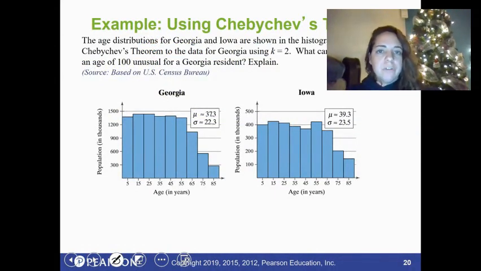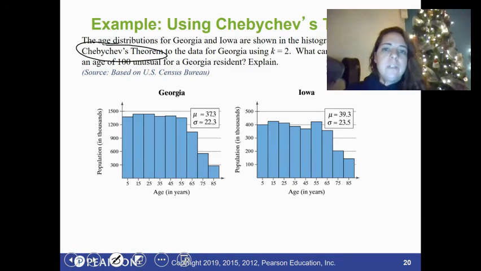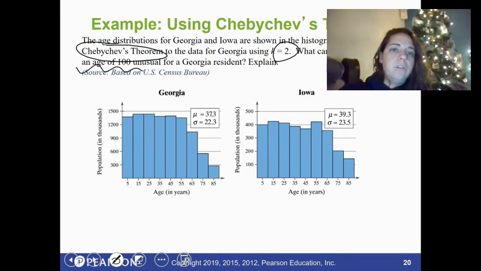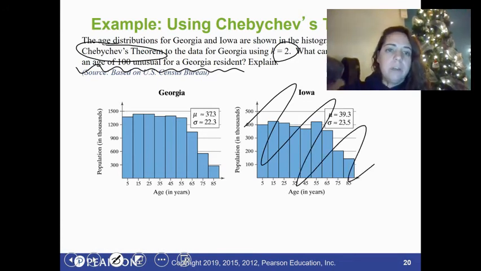The age distribution for Georgia and Iowa is shown in the histograms. Apply Chebyshev's theorem to the data using 2 standard deviations. And what can you conclude? Is an age of 100 unusual for a Georgia resident? Well, we're not even talking about Iowa, so who cares about Iowa right now, right? We're only talking about Georgia.